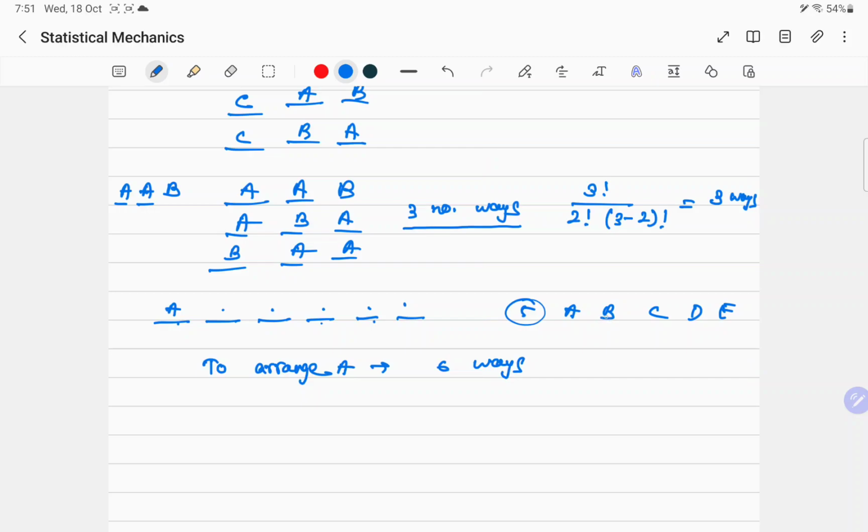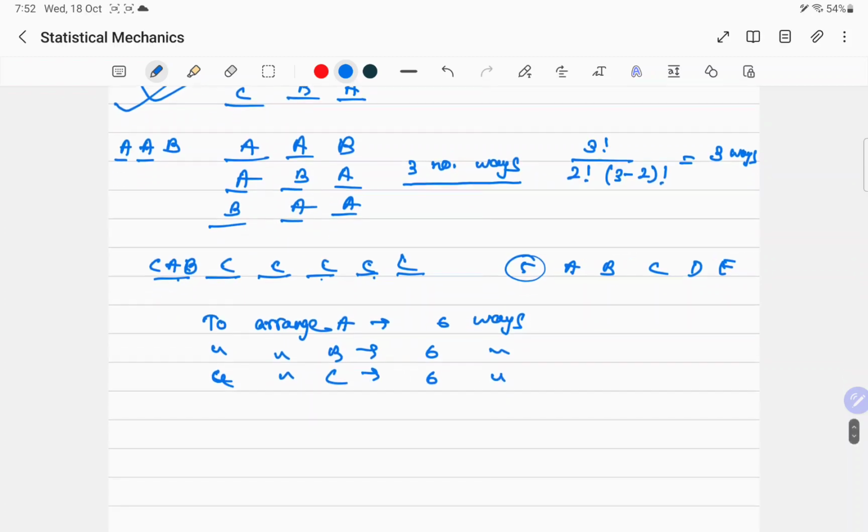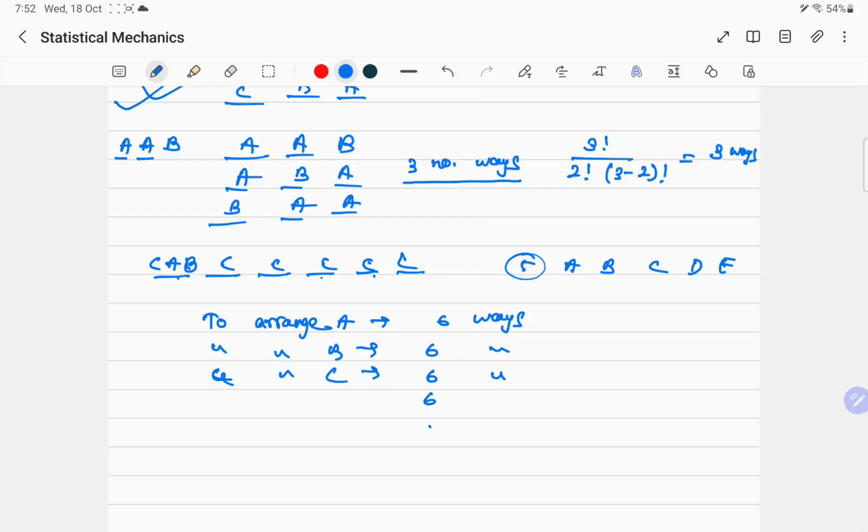Now as the particles are non-interacting, I can put B in any of these energy states. In the previous case particles were interacting, but here particles are non-interacting. So I can put B here also, and in the states that are already occupied, I can put B there also. So to arrange B, there are 6 ways also. And again, as the particles are non-interacting, I can put C here also, so there will be no issue. To arrange C, there are total 6 ways. Just like this, for D and E also there are 6 ways.